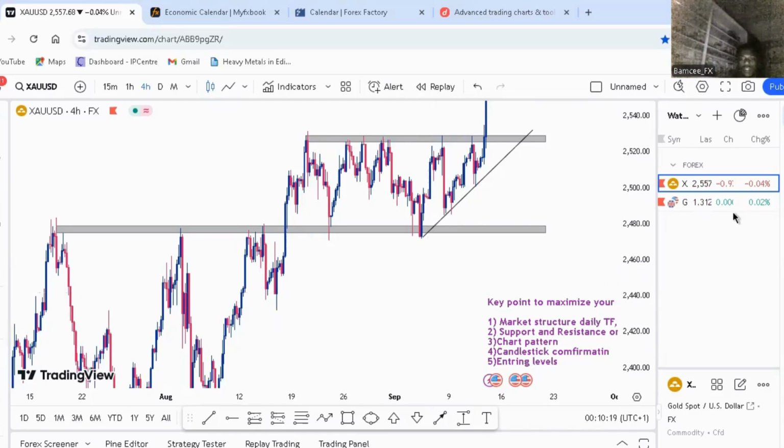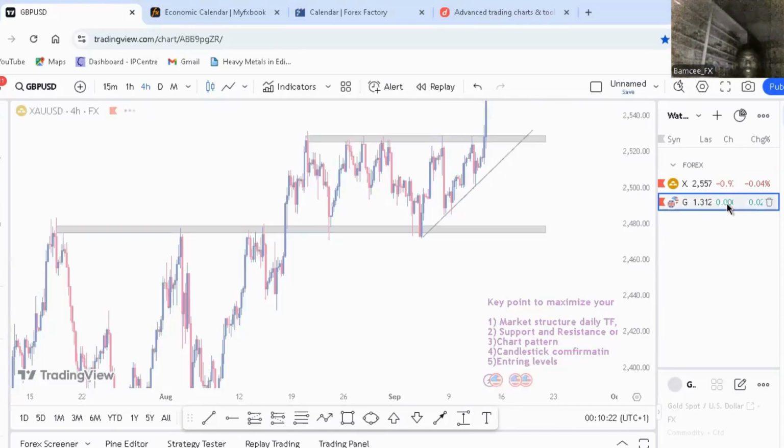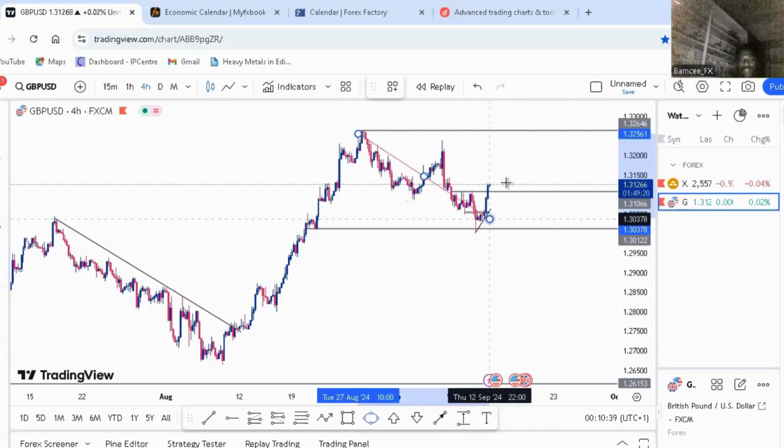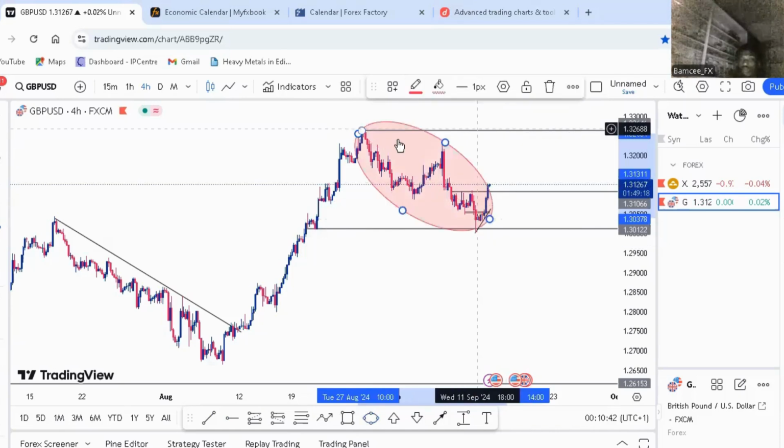Now on GBPUSD, let me see what happened on GBPUSD. You see the market came back to a support area on GBPUSD, and the market is buying up because the overall trend is bullish. So there was a minor bearish structure, which was this. And overall trend is still bullish.